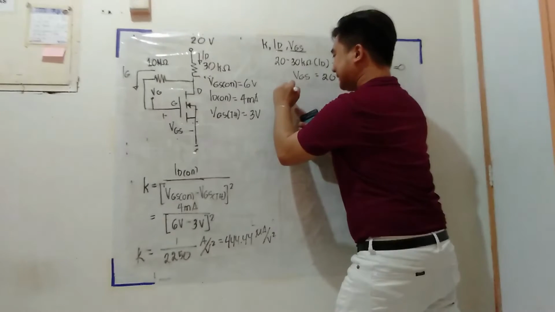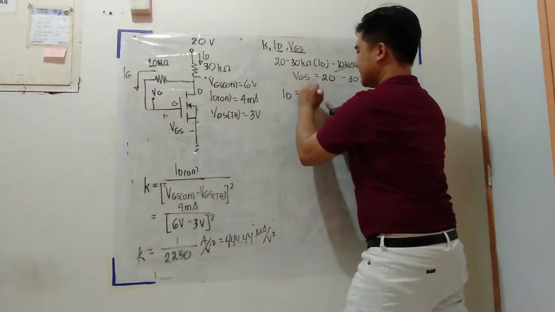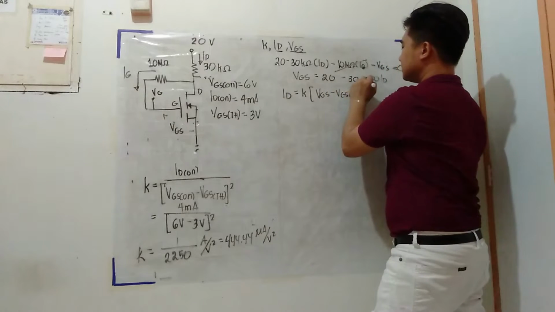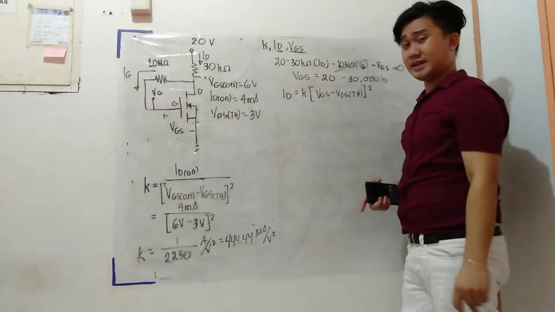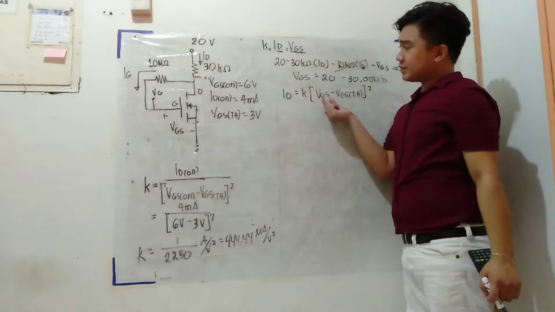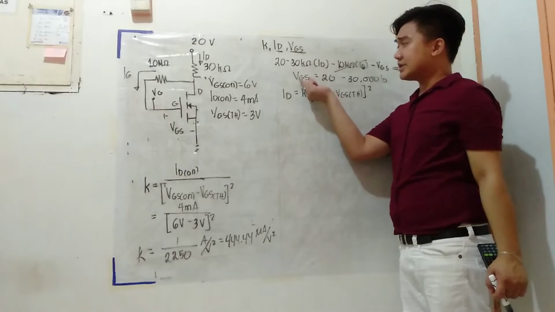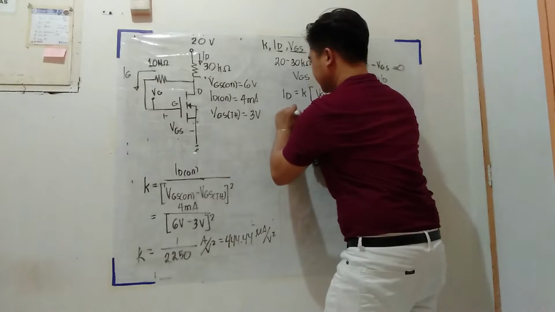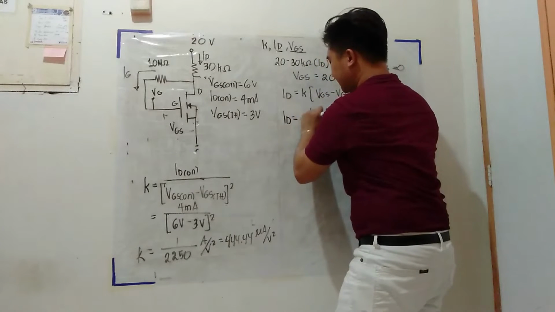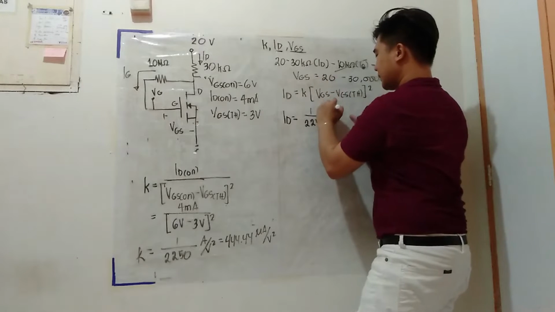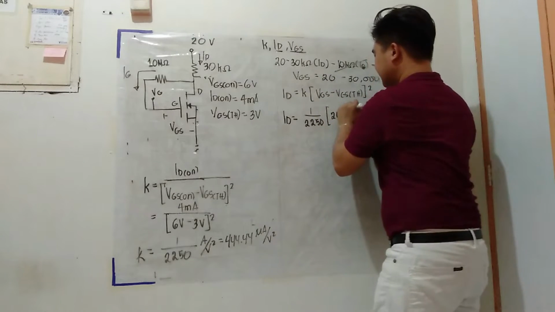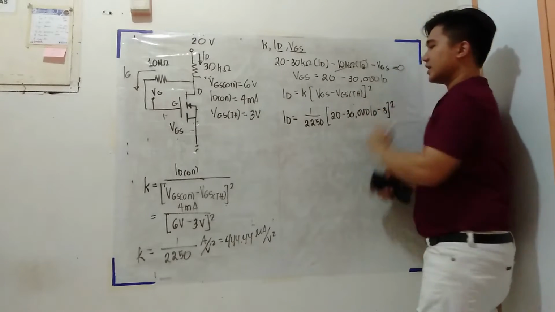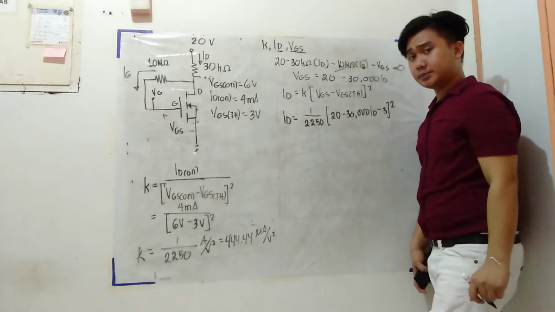To find the value of ID, that is equal to K times (VGS minus VGS TH) squared. Okay? So, nakita nyo yung reason ngayon kung bakit ko unang kinuha si VGS bago si ID. Okay? So, that's ID. Your K is 1 over 2,250. Your VGS is 20 minus 30,000 ID, minus VGS TH, which is 3, squared. And then, i-calculator ko na lang po ito.